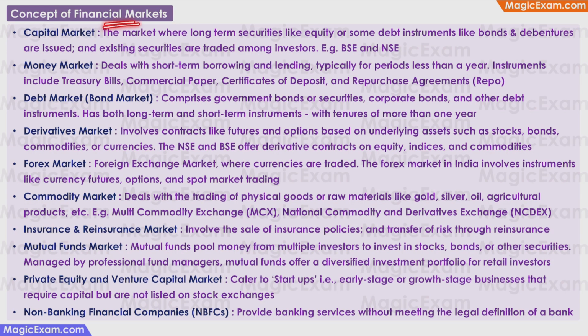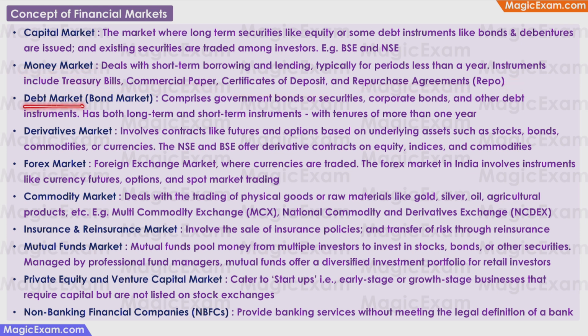The term financial markets includes all those markets where different types of financial products are bought, sold or exchanged, such as the capital market, where equity and some debt instruments like corporate bonds and debentures are issued and existing securities are traded among investors. The Bombay Stock Exchange and the National Stock Exchange are good examples of capital markets. There is the money market, which deals with short-term borrowing and lending, especially for periods less than 1 year. Instruments in the money market include treasury bills, commercial paper, certificates of deposit, and repurchase agreements or repo.